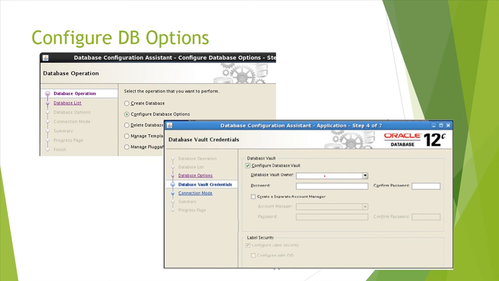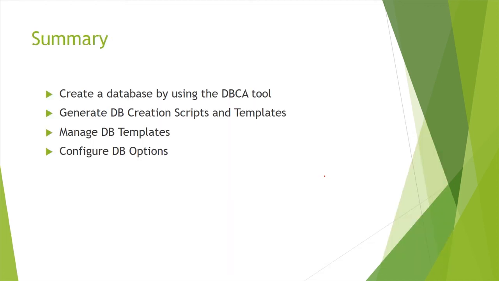Another option for DBCA is configure database options. For example, you can add Database Vault, Oracle Label Security, Oracle JVM, Oracle Text to an existing database. This means that configure database options is to add features to an existing running database like Database Vault, Label Security, JVM, and so on. So in this chapter, we discussed the DBCA tool, how to use the DBCA tool to create a database, to manage database templates, and to configure database options.